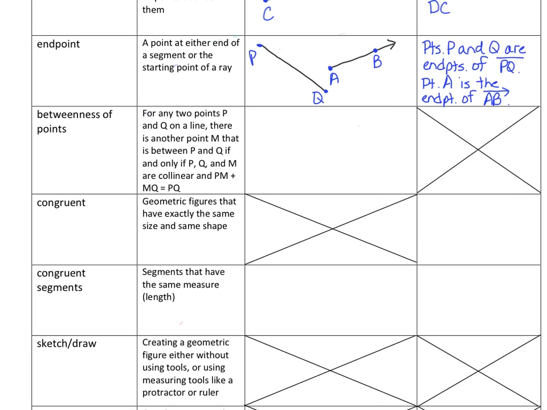So let's highlight that part. So another point M that is between P and Q, if and only if P, Q, and M are collinear and PM plus MQ equals PQ. Okay, so again, like I said, I'm going to break this down for you. So we're going to begin with a line.